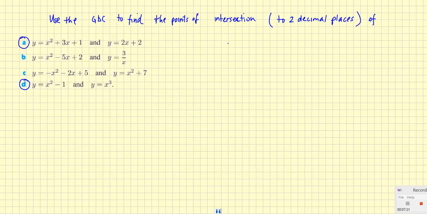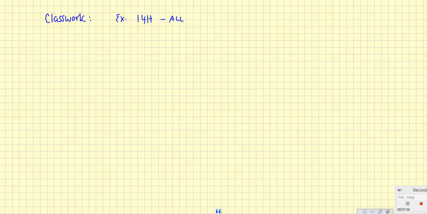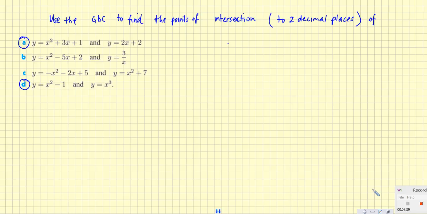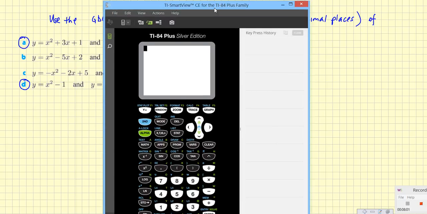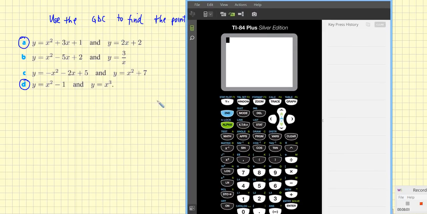Okay, now what I'd like to do next, very quickly, is try doing one of these problems, or possibly two, by using the graphics calculator, the GDC. So given the equation y equals x squared plus 3x plus 1, and y equaling 2x plus 2, what I'm going to do is bring up the calculator, and what we're going to try to do is graph the two situations.